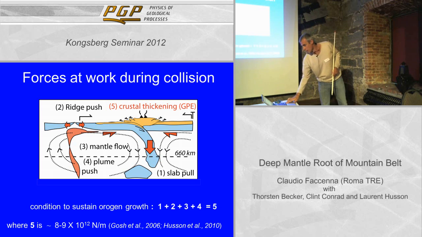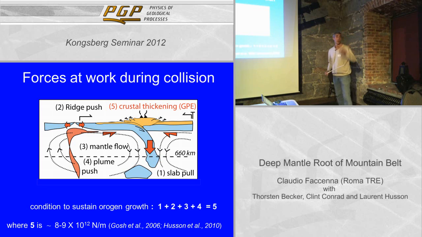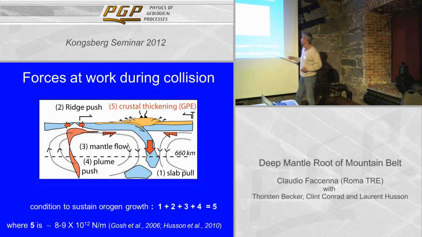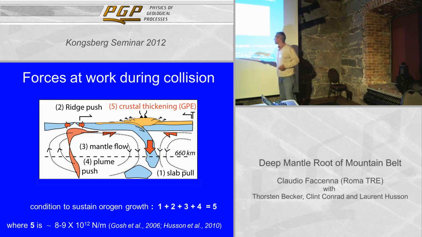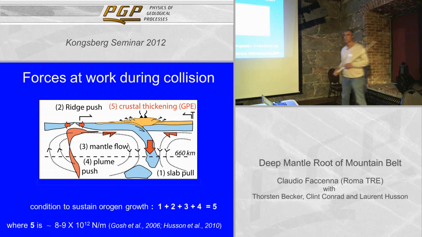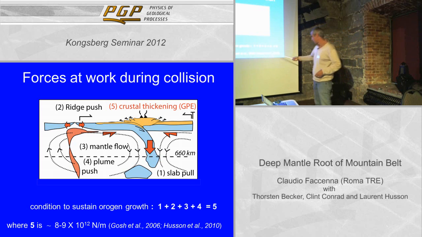So let me review fast. To have collision and to have Tibet, where the crust arrives at 90 kilometers, all these forces should be at least equal to the crustal thickening force, which is the resisting force. You have to sustain this mountain, which is a big effort, and then overcome the resistance of the shear along the thrust fault, and the numbers for this resistance force arise to almost 10 to the 13 newton per meter, as estimated by, for instance, Gauss and Husson.